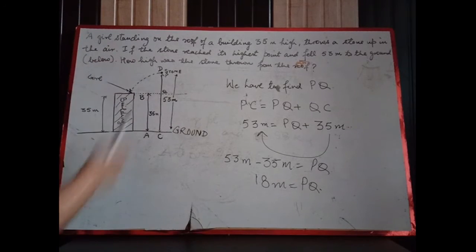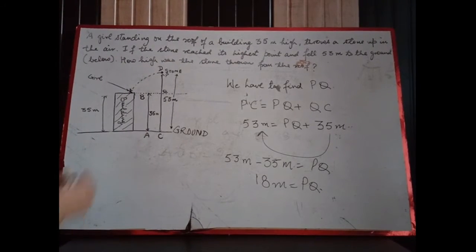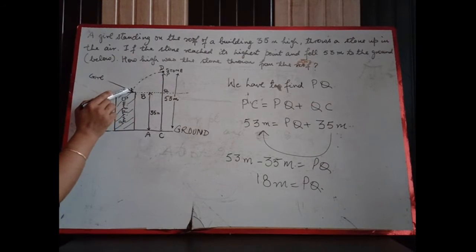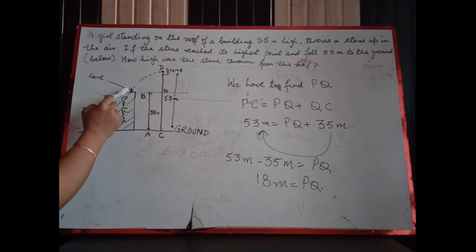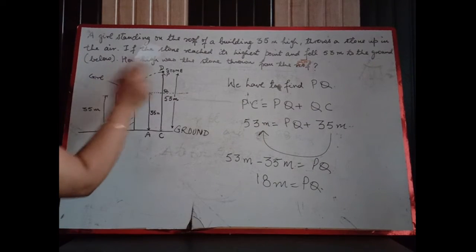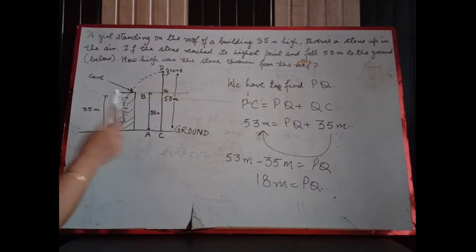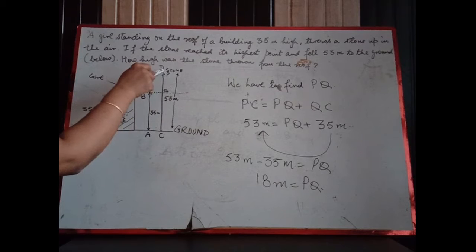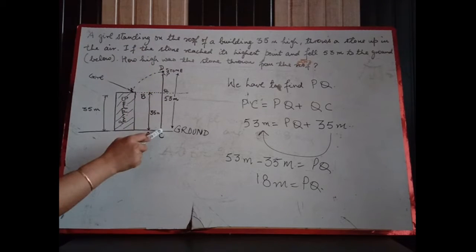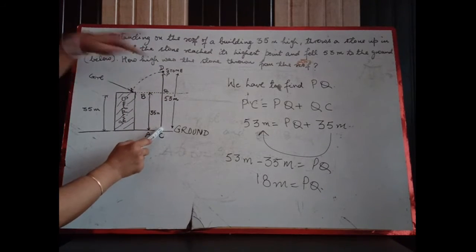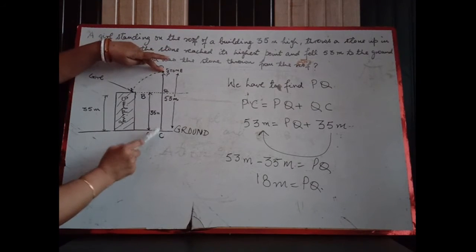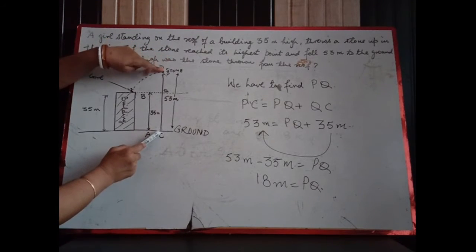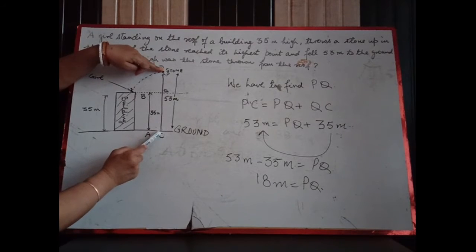A girl standing on the roof of a building 35 meters high throws a stone up in the air. This is the building and a girl is standing at the top of this building. She has a stone in her hands. If the stone reached its highest point and fell 53 meters to the ground, the stone has reached its highest point and now it comes down to the ground. And the distance between these two points is 53 meters.